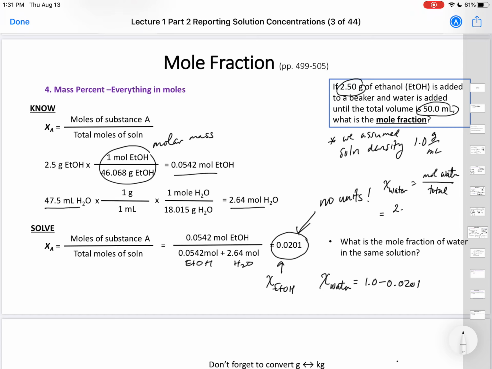You can do 2.64 over 0.0542 plus 2.64. And you're going to get the same answer here as you would get here. I'm not going to do that. You can always go ahead and try that, but it should get you the same thing because the mole fraction total should always equal 1, right? If you have all of the components added together.